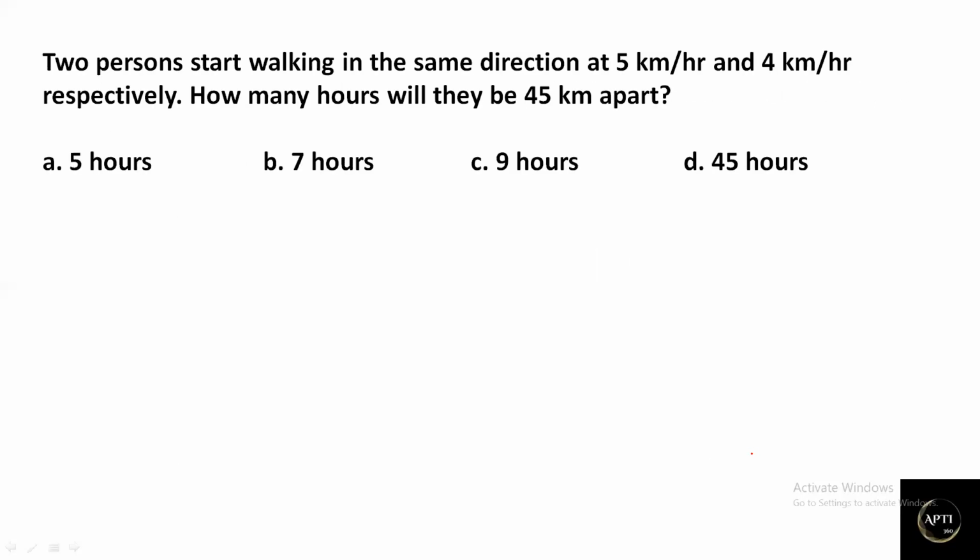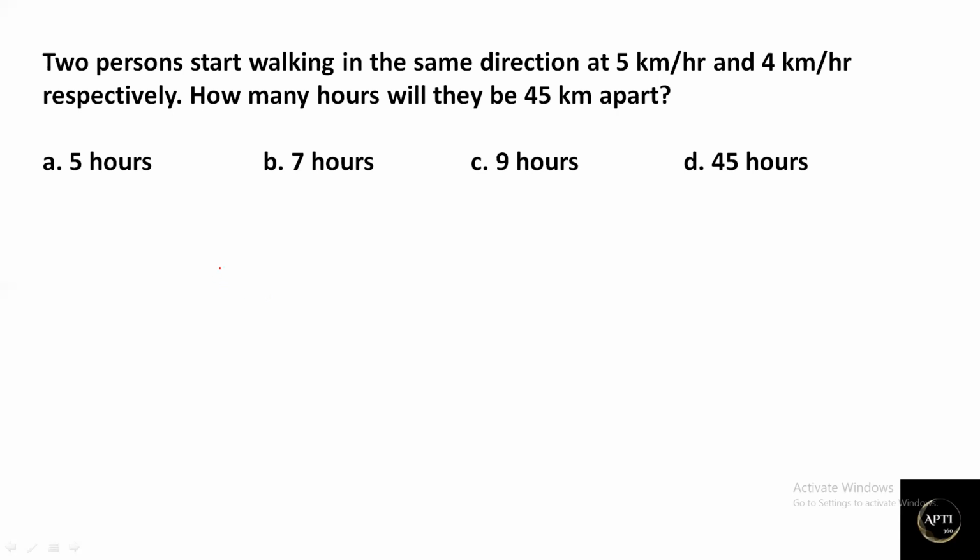Let's see the first question. Two persons start walking in the same direction at 5 kilometer per hour and 4 kilometer per hour respectively. How many hours will they be 45 kilometers apart? See, if you observe this question here, two persons started walking in the same direction.